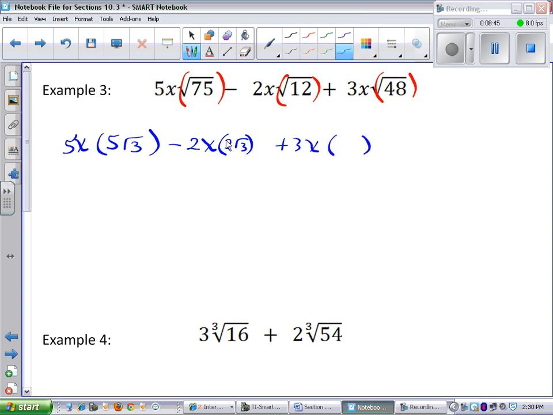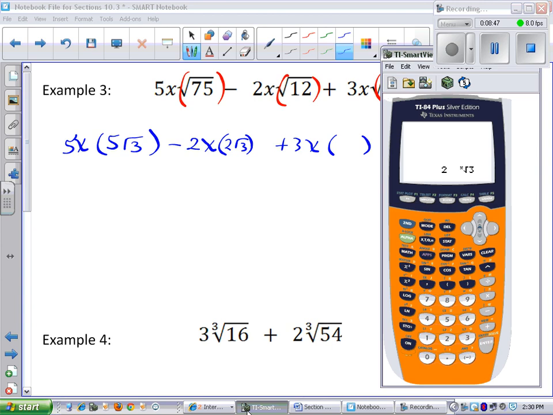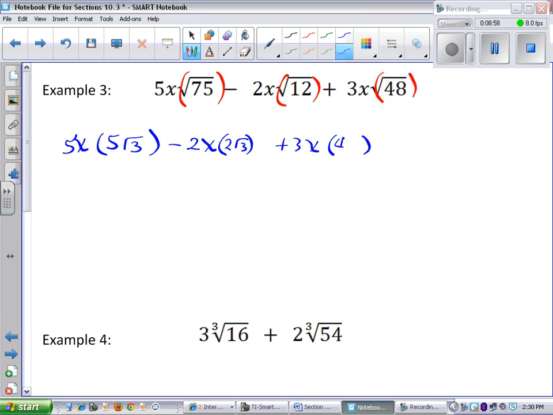I want to simplify the square root of 48. Square root of 48, 4 square roots of 3. So now I will multiply. 5 times 5 is 25x square roots of 3 minus 2 times 2 is 4x square roots of 3 plus 3 times 4 is 12x square roots of 3.